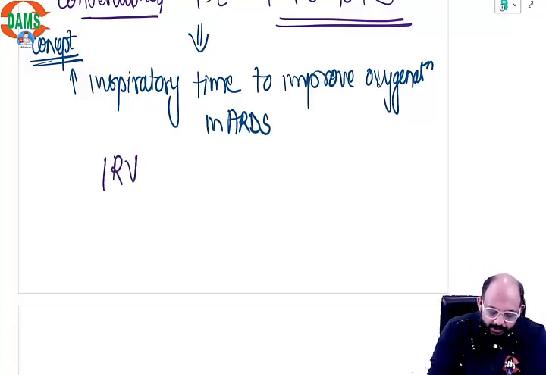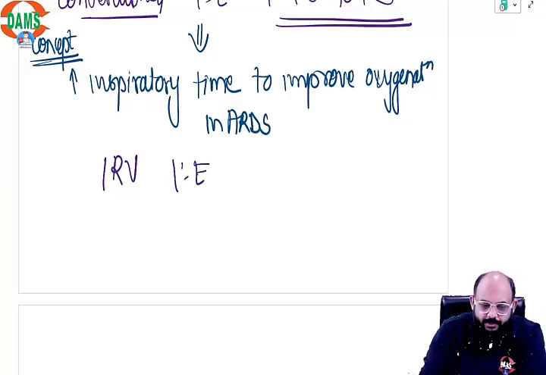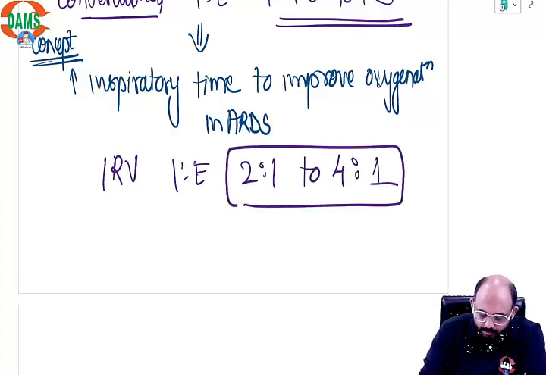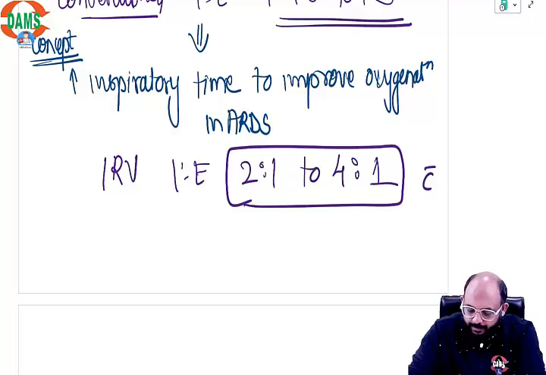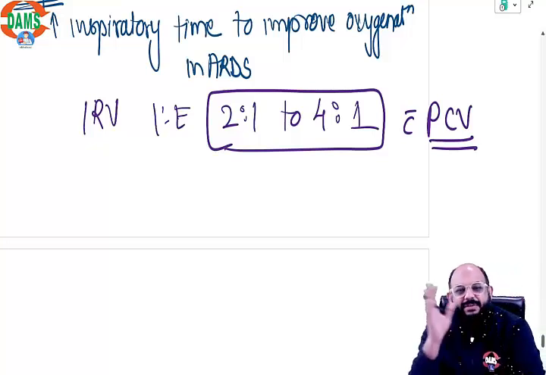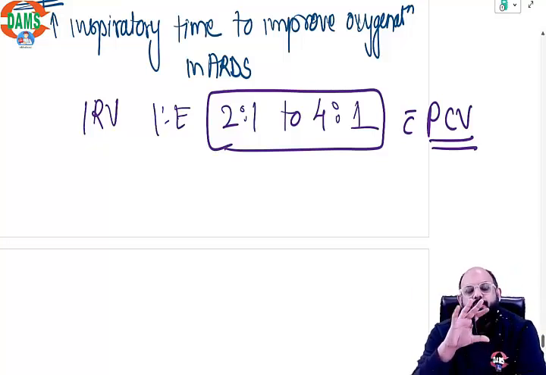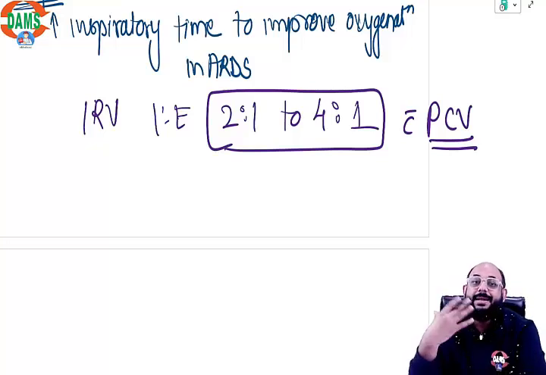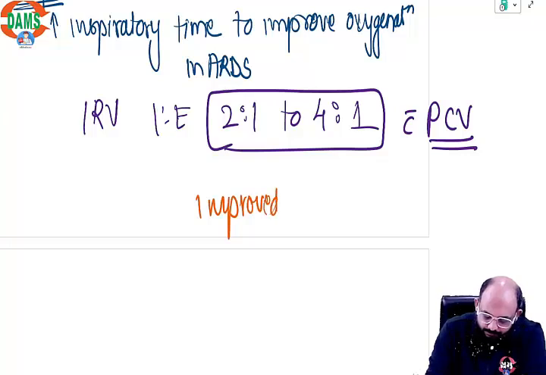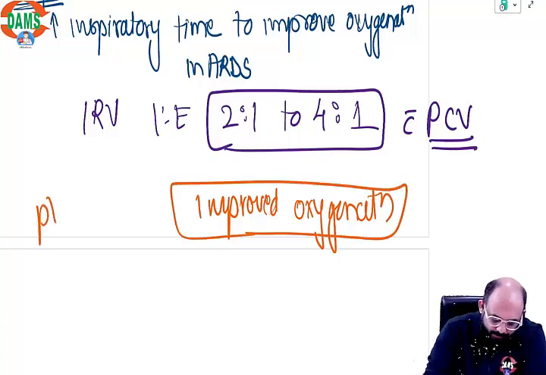So in inverse ratio ventilation, your inspiratory to expiratory ratio can be 2:1 to 4:1, with pressure controlled ventilation, that is the most important part. The target is the set pressure, but you spend a larger time in inspiration rather than expiration. How does it improve physiology? Let's see how it improves oxygenation. Let's look at the physiology. This is what you have to reproduce in the exam.